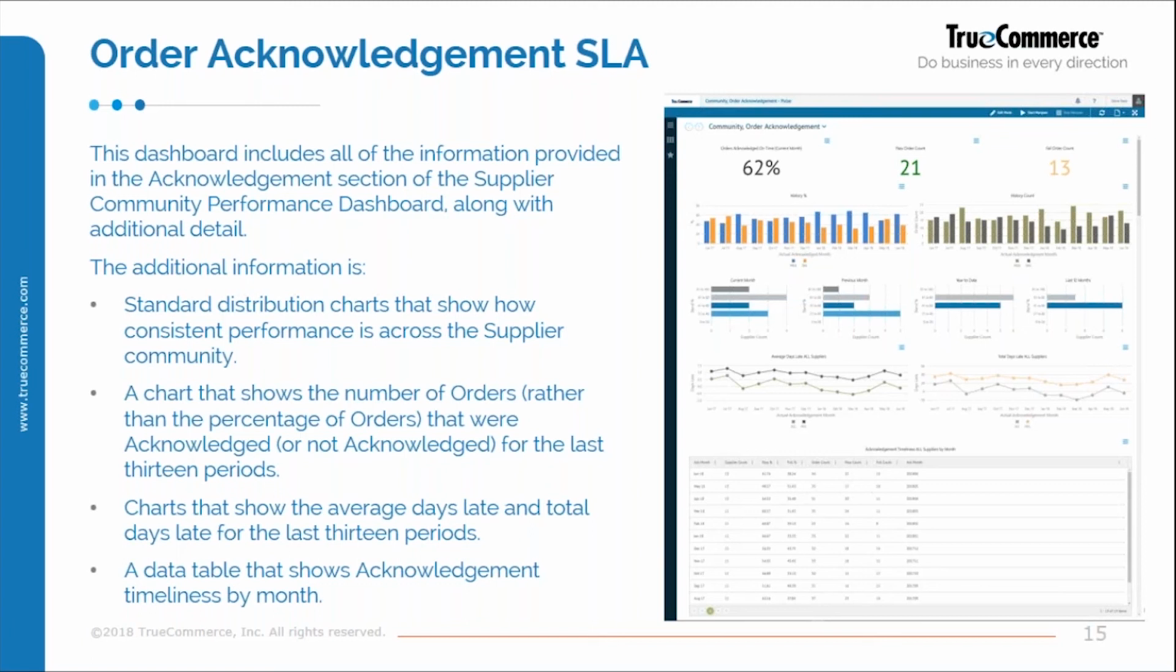If we consider order acknowledgements, the focus is on the ability of a supplier to acknowledge orders on time. The enhanced level of detail includes standard distribution charts showing the consistency of supplier performance across the community, an analysis of the number of orders acknowledged or not acknowledged over the last 13 periods, a graphical representation of the average days late and the total days late, again for the past 13 periods. And finally, a data table summarising order acknowledgement timeliness by month.